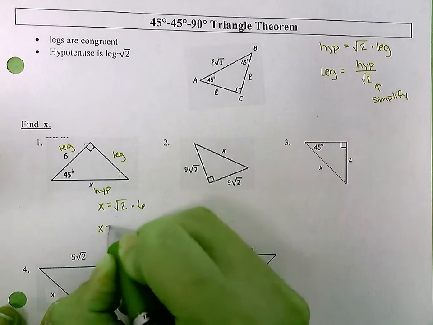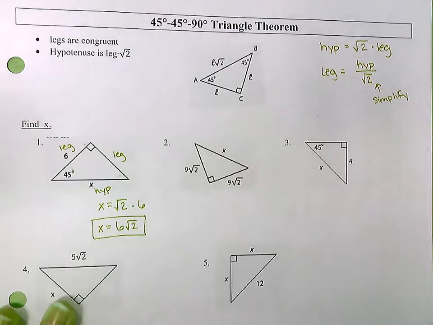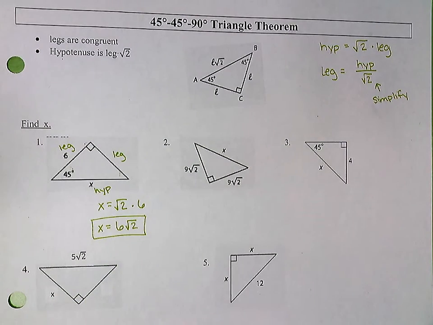I'm just going to rewrite this. So x will equal 6 times the square root of 2. That's your answer. You're done.